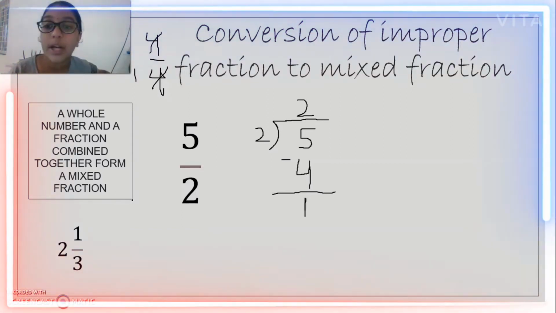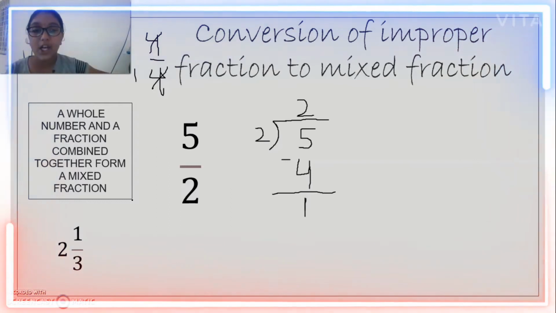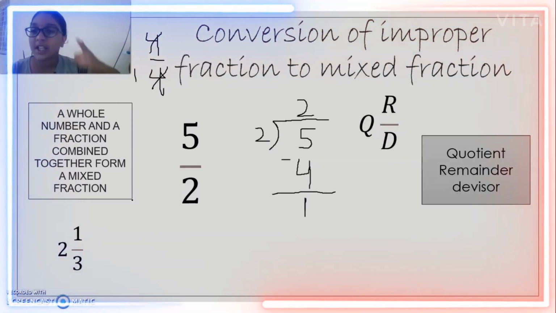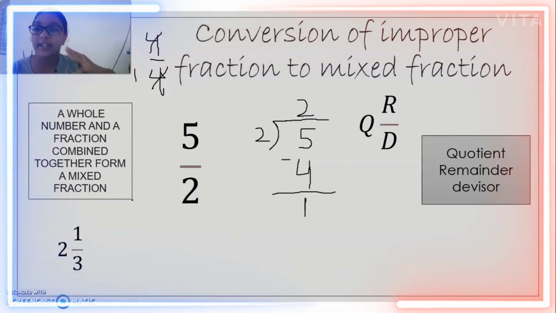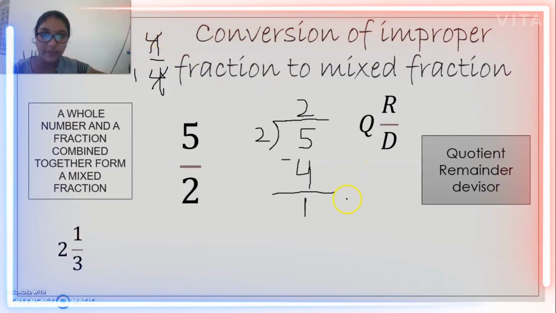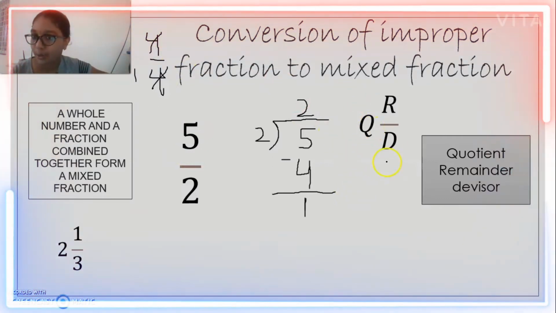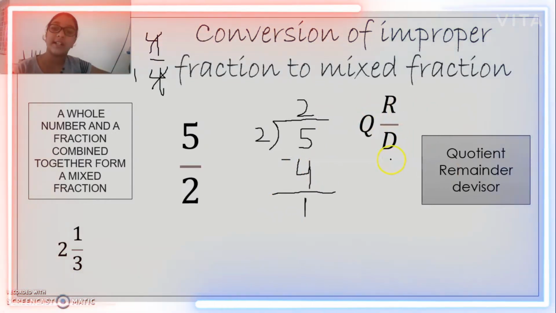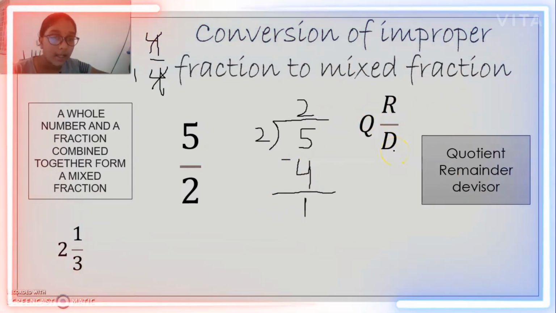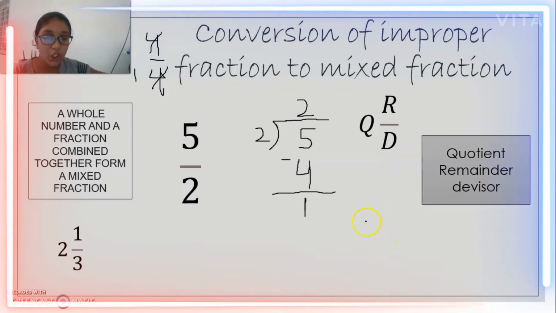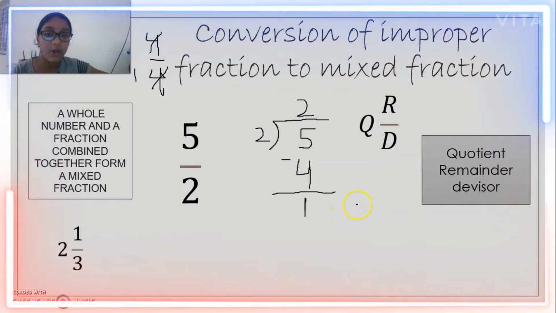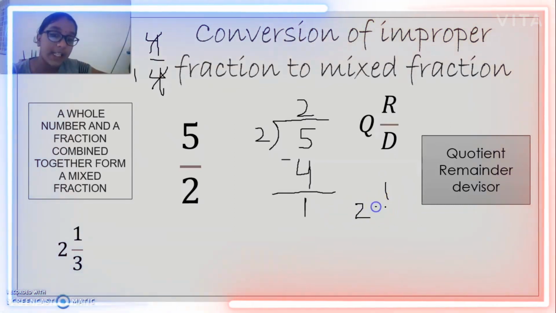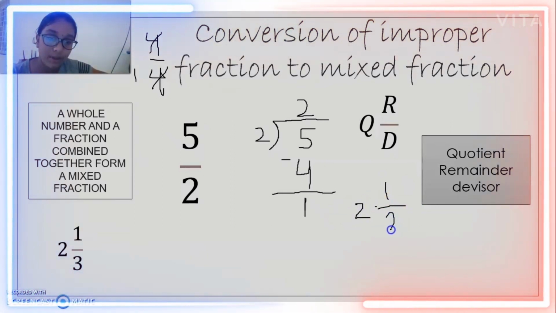Now, how do you write it as a mixed fraction? The formula is Q R by D, which is quotient, remainder and divisor. So what is the quotient over here? The quotient becomes the whole, the remainder goes as the numerator and the divisor goes as the denominator. So here you write it as the quotient is 2, remainder is 1 and the divisor is 2.